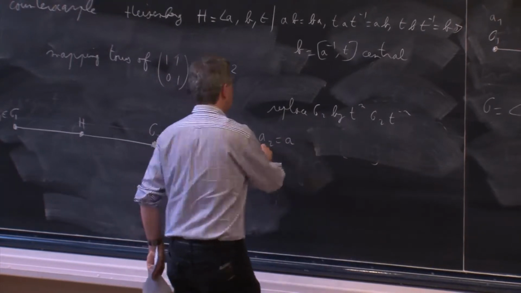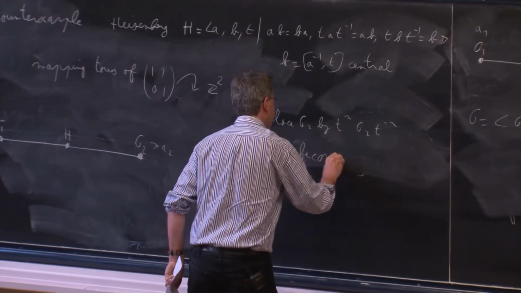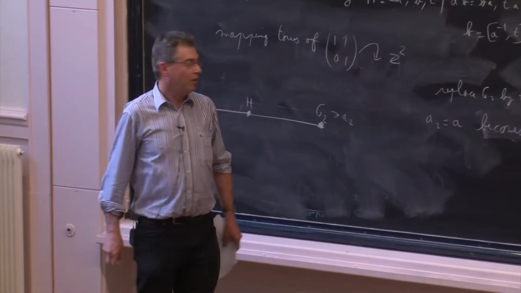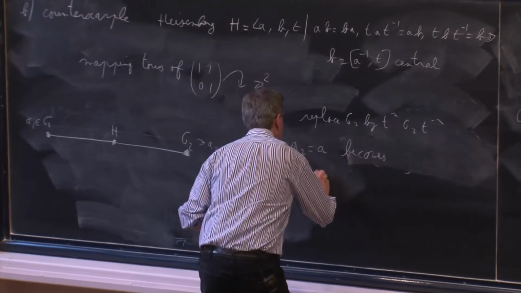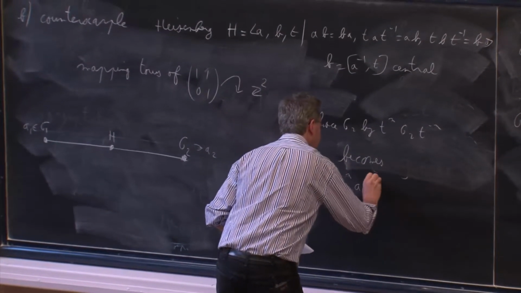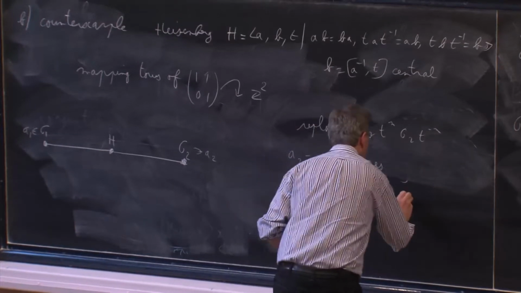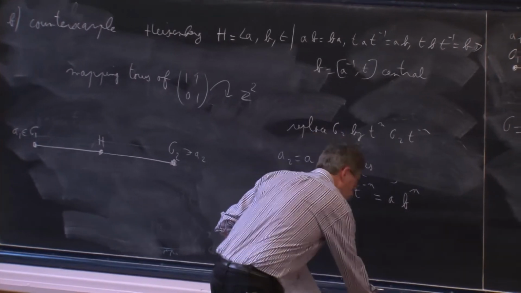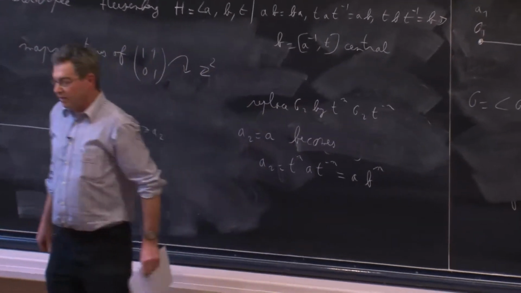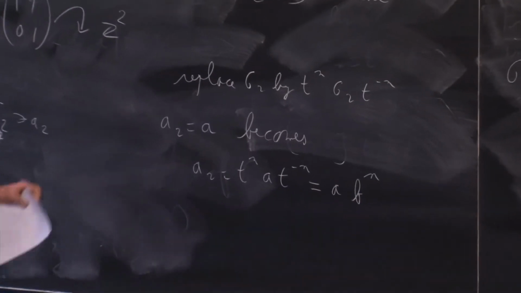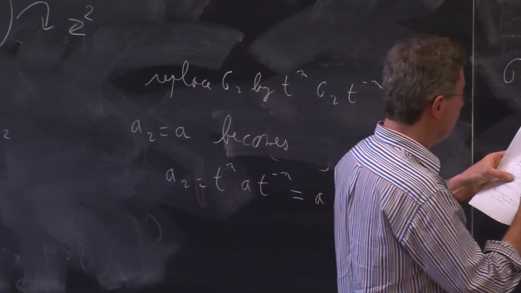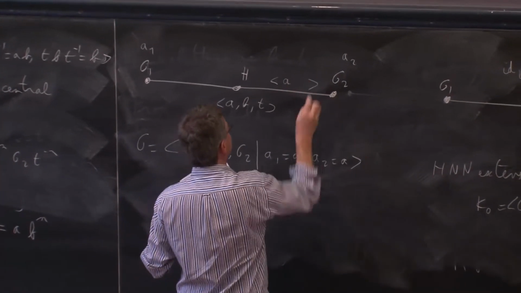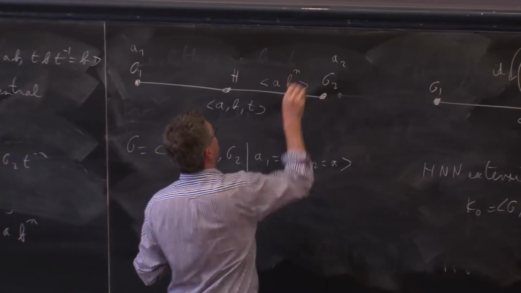So the relation A2 equals A becomes, just like in the example with BS12 that I gave you earlier, A2 equals T to the n, A, T to the minus n, which is just A B to the n. So what happens is these graphs of groups are going to change a little bit. So how are they going to change? Here the edge group was A, and now it becomes A B to the n.